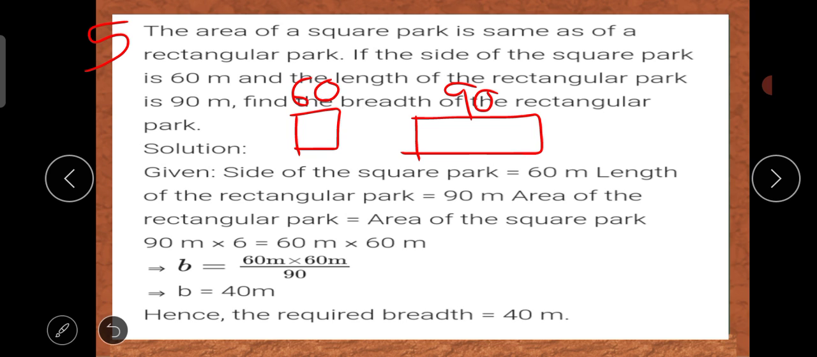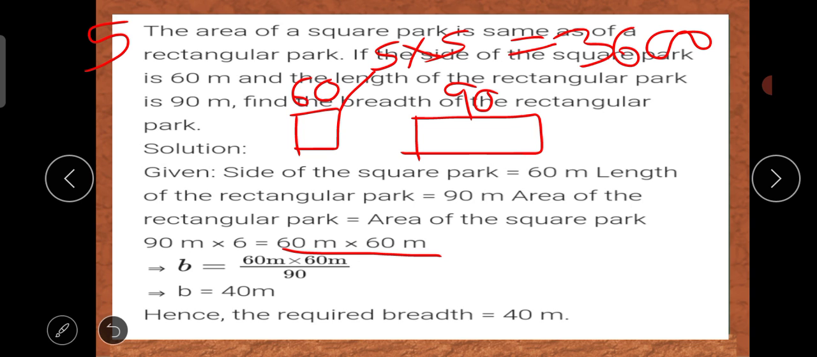Okay, area is same. So here we know the square formula. Area of square is what? Side into side. So here when we do the side into side, 60 into 60, we will get what? 3600. Now here breadth we don't know. So the total is given, that is 3600, because here they told the area of square park is same.